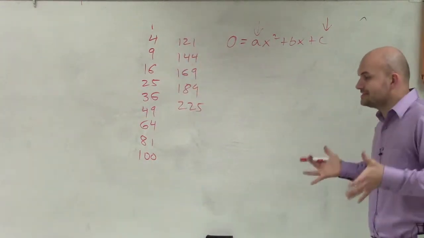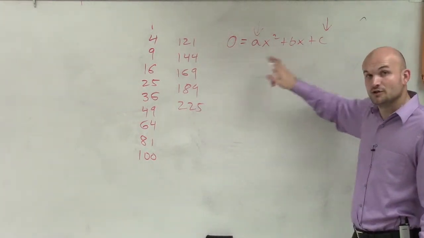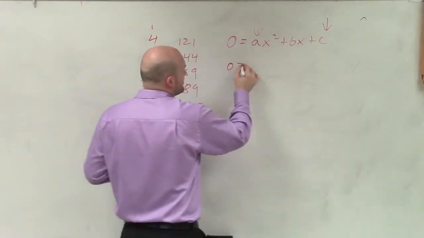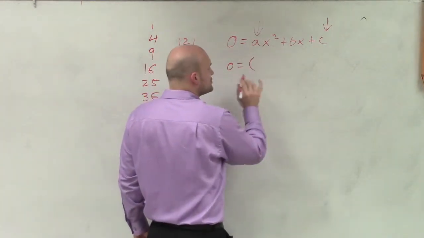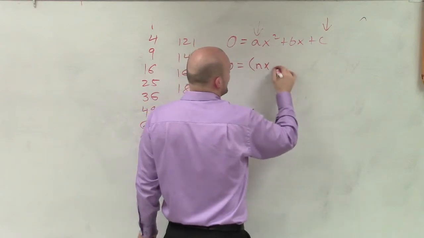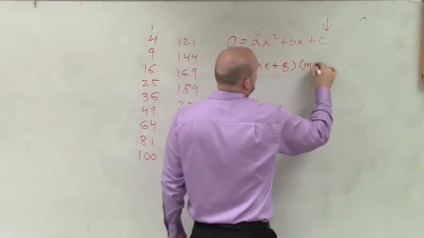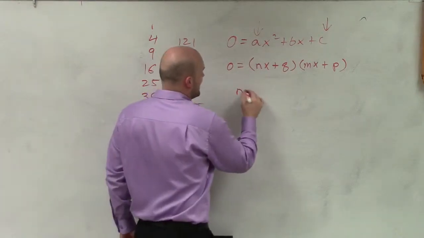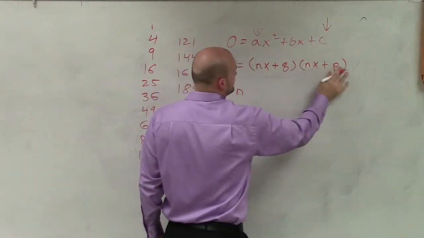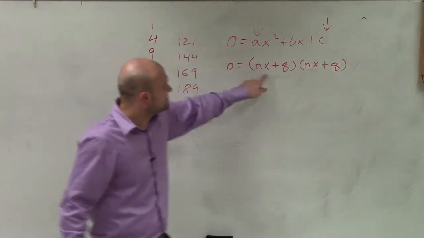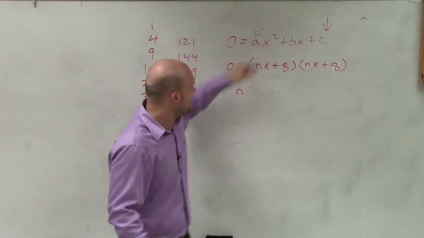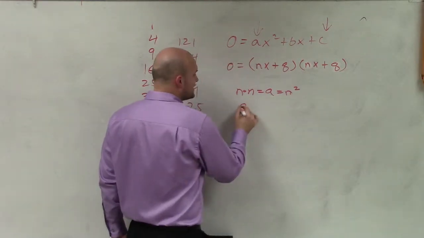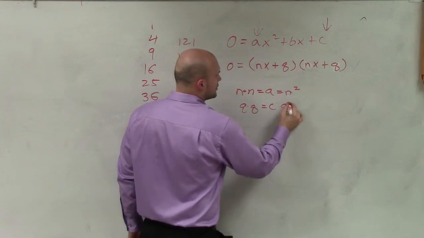What you're going to need to know to be able to do this is, one, that you can identify perfect square trinomials. And then when we go into the factoring technique and you identify that a is a square number and c is a square number, when I get into the factored form, and I'm just going to use some variables, nx plus q times mx plus p, make sure that we know that these are going to be the same. When we're factoring a perfect square trinomial, these variables are the same, and n times n equals a, or n squared equals a, and q times q equals c, or q squared equals c.